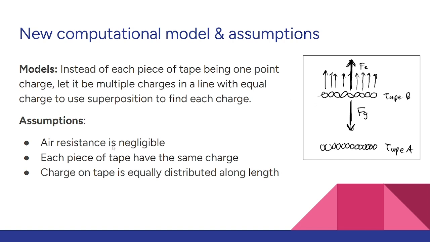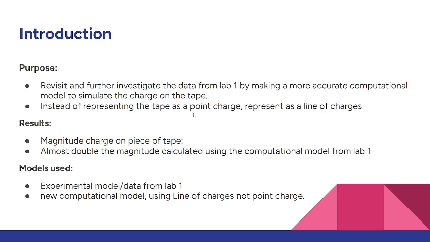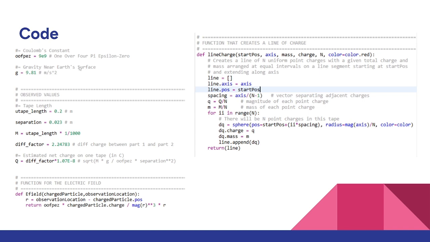Now the assumptions we have to make are that air resistance is negligible, each piece of tape has the same charge, and the charge on the tape is equally distributed along the length. Okay, so here's the code, where we're just going to name the constants: this is just the constant 9 times e to the 9, gravity, the length we stated earlier was 0.2, separation was 0.02, well, 0.023 meters, and then the tape's length was 1 over 1000.